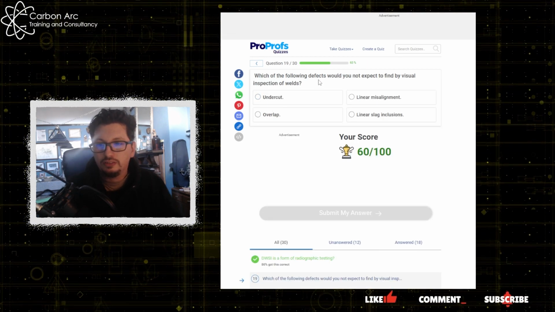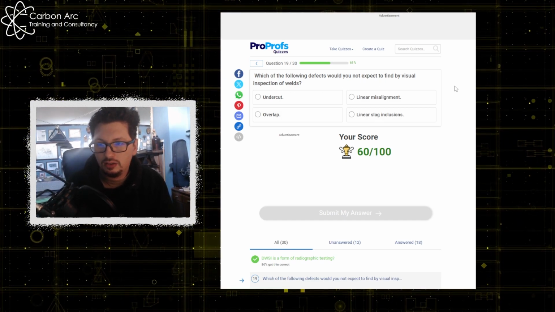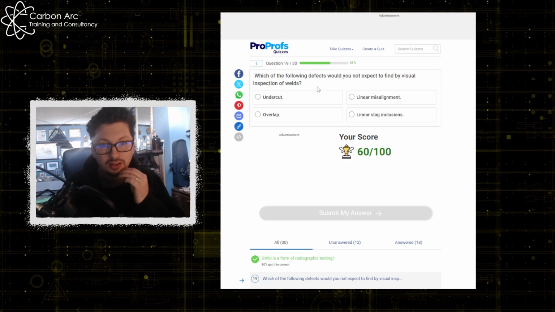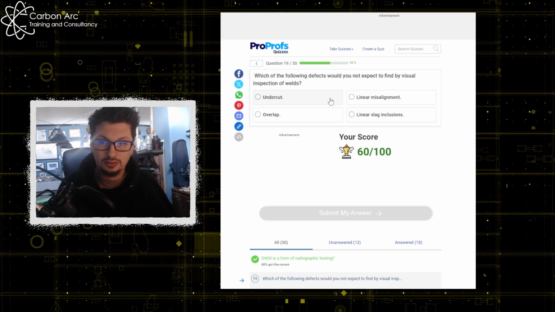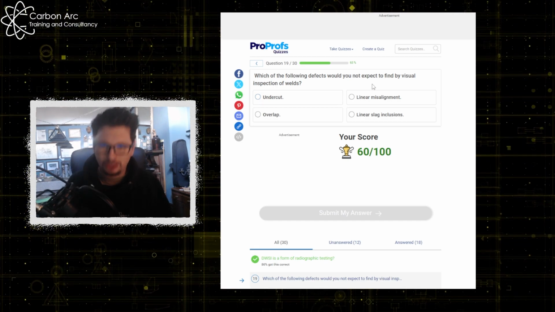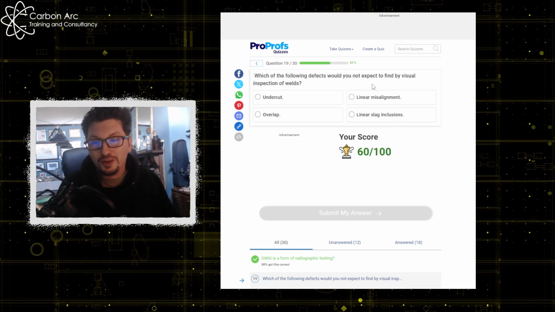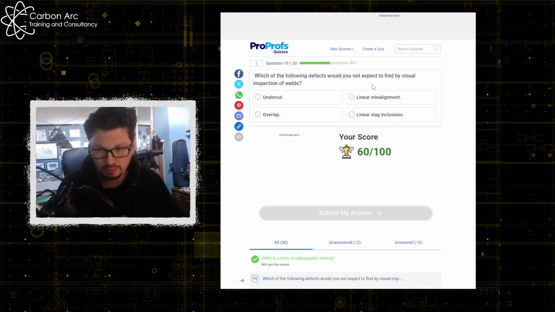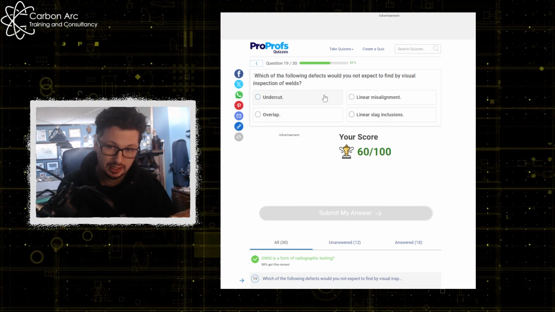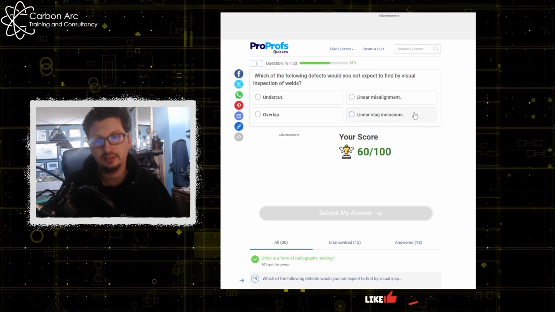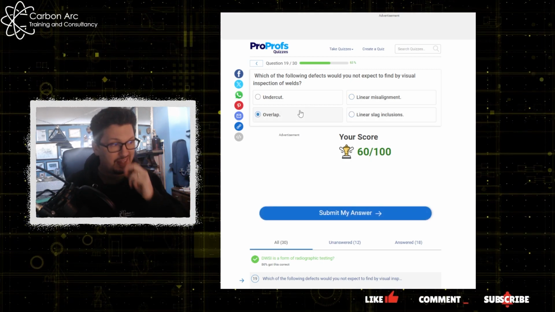Which of the following defects would you not expect to find by visual inspection of welds? So undercut we can, linear misalignment we can, linear slag inclusions we can, overlap we cannot.